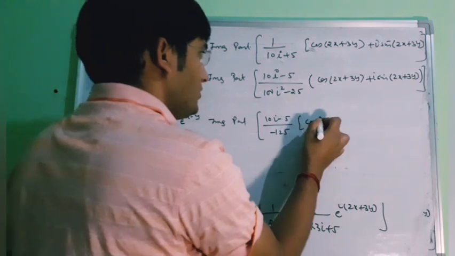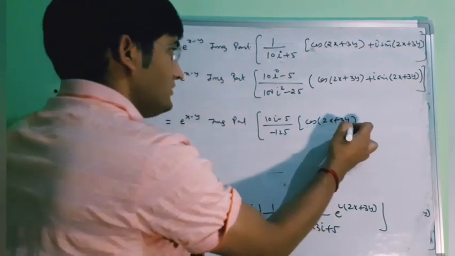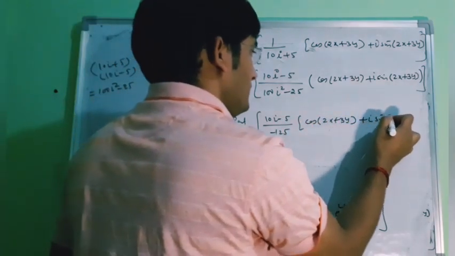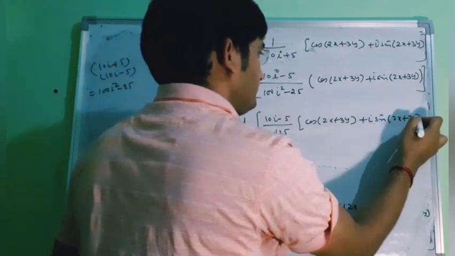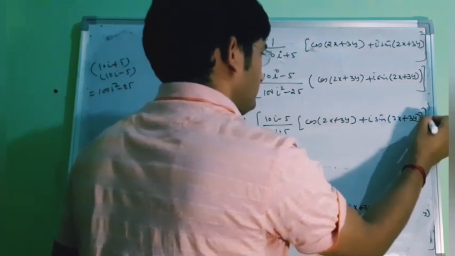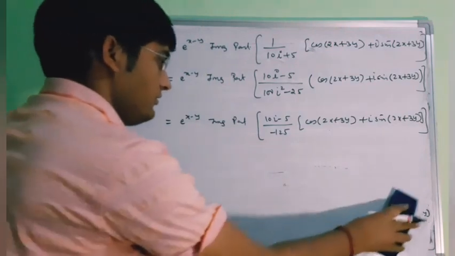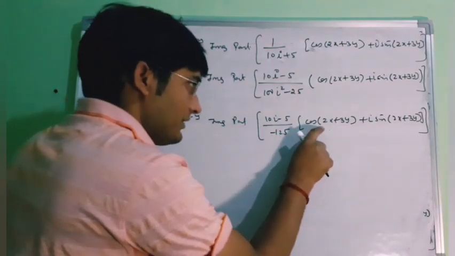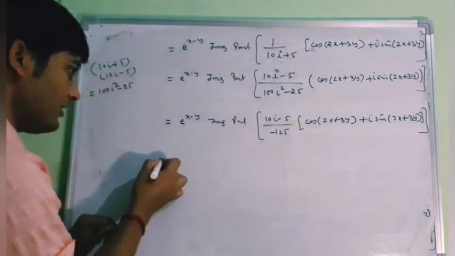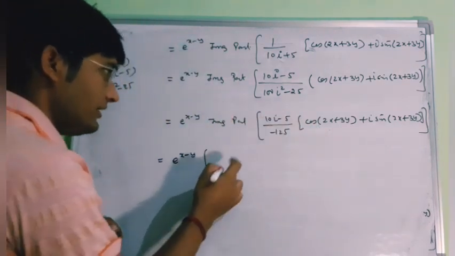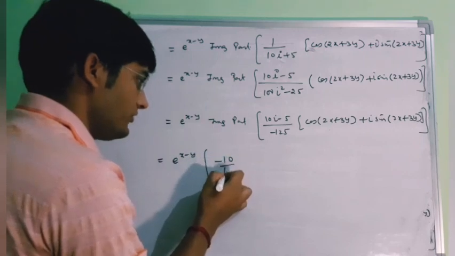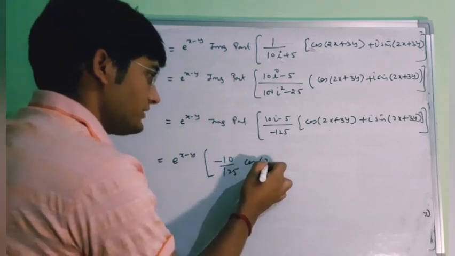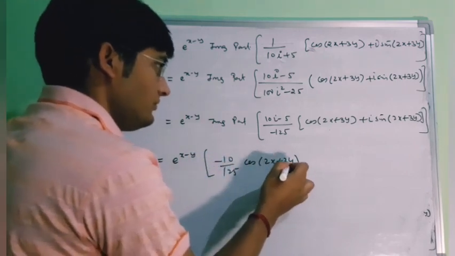Then in the bracket we have cos(2x+3y) + i sin(2x+3y). Now let us take the imaginary part of the bracket. If you multiply this i by this term, then we will get the imaginary part. So we will get minus 10 upon 125 into cos(2x+3y). This is your first term.